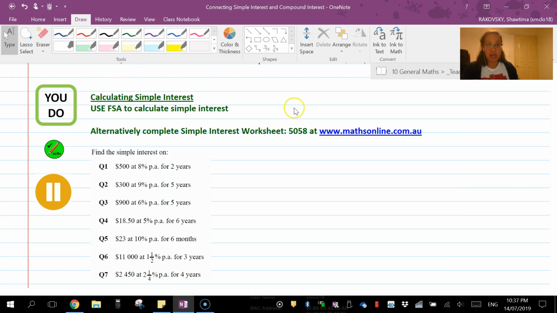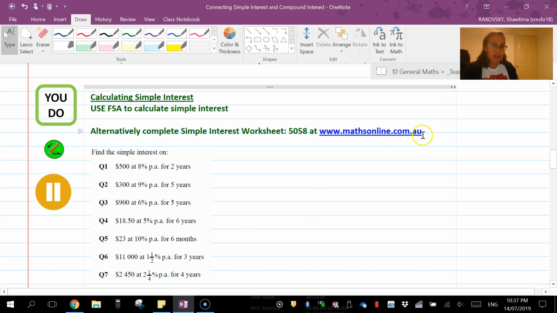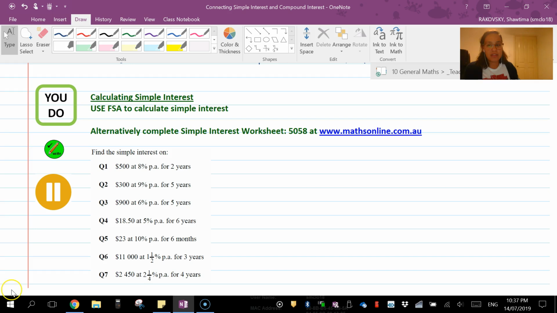Right, so what you're going to do is pause the video, open up your exercise book if you haven't done so already, label your things, and complete these questions in your book that can be checked for homework. Alternatively, jump online to Maths Online, look up 5058 in the search bar, and you can complete the questions using Maths Online. All right, stay awesome, everyone. Thanks.